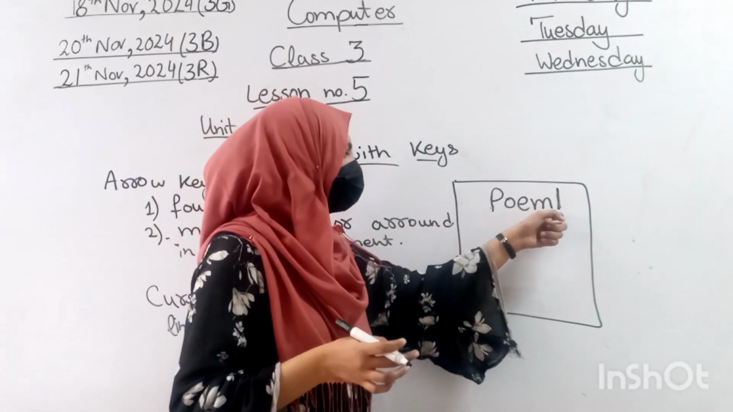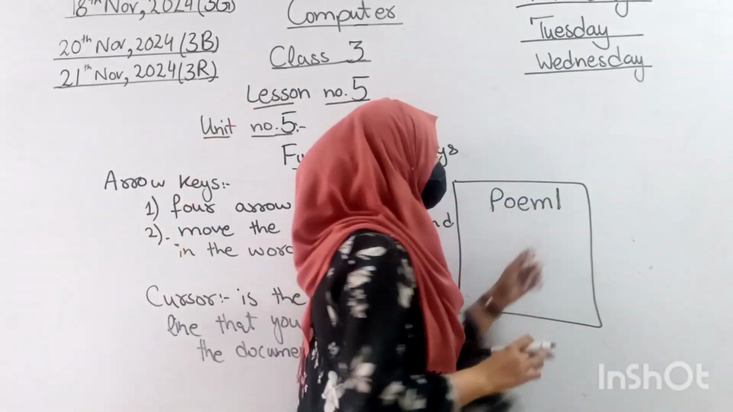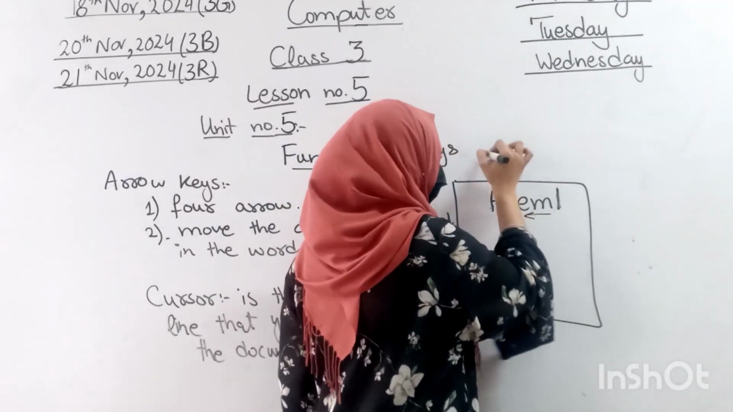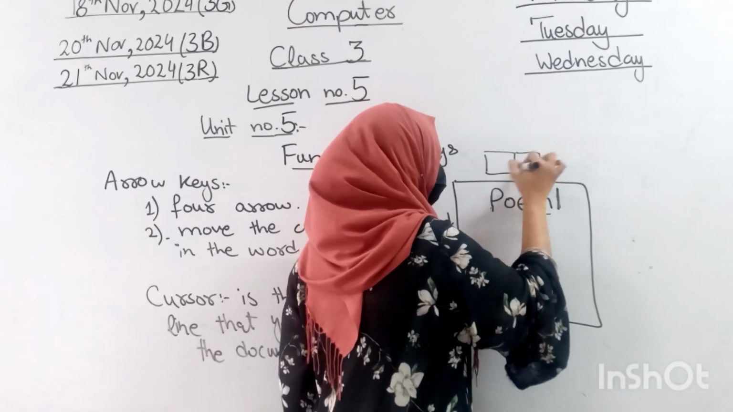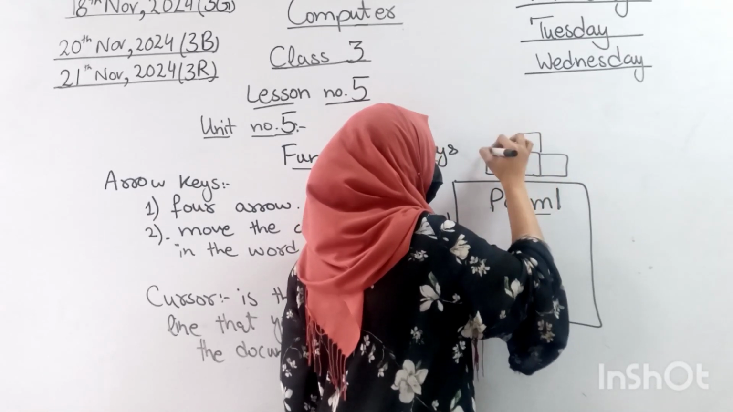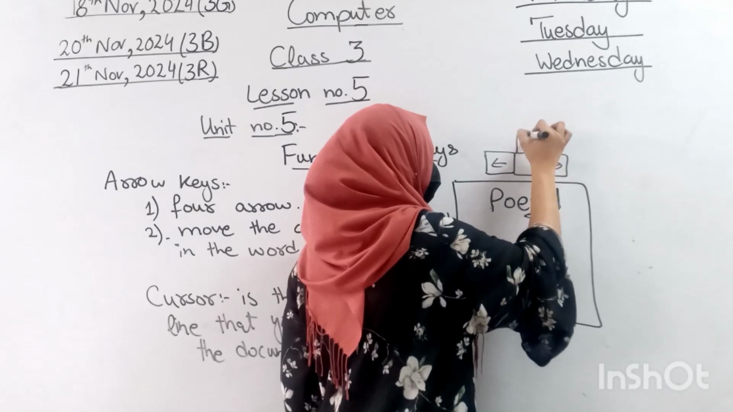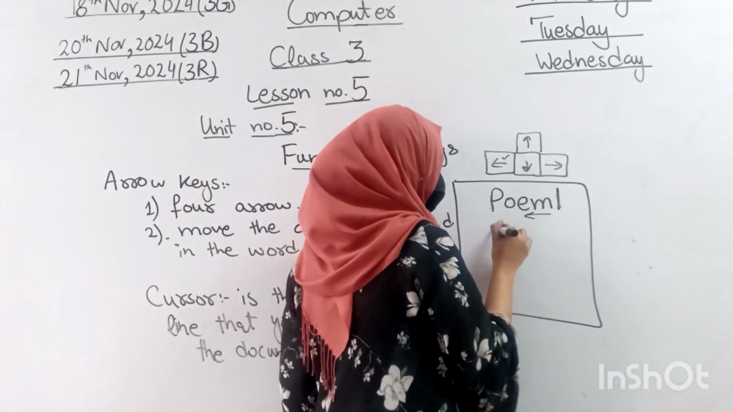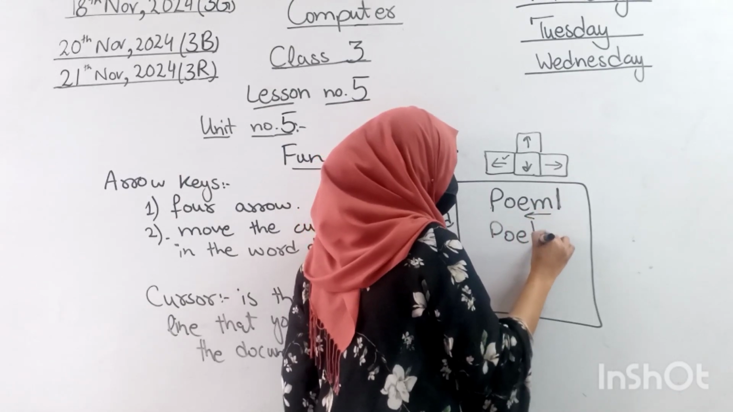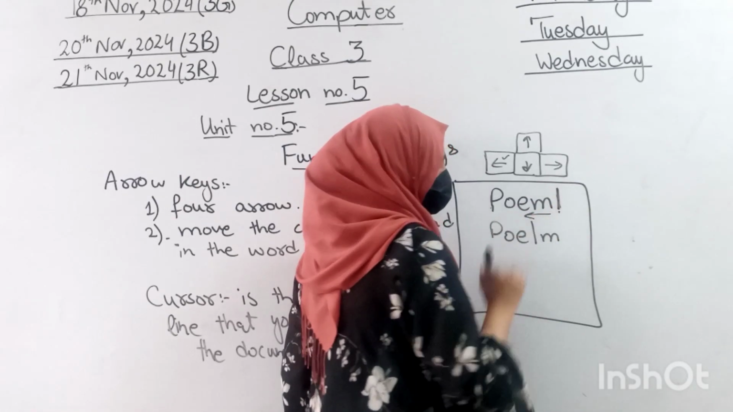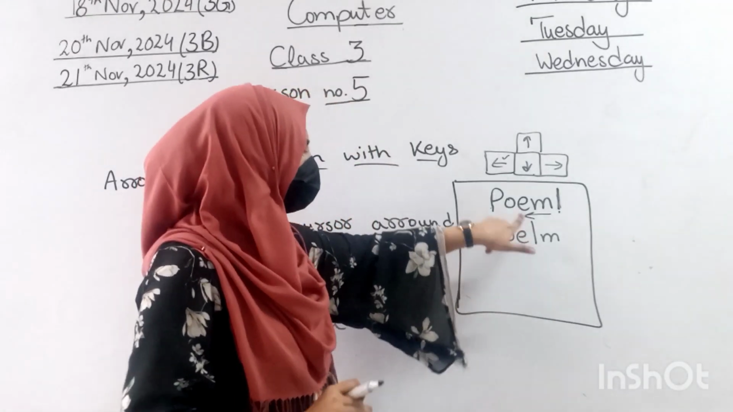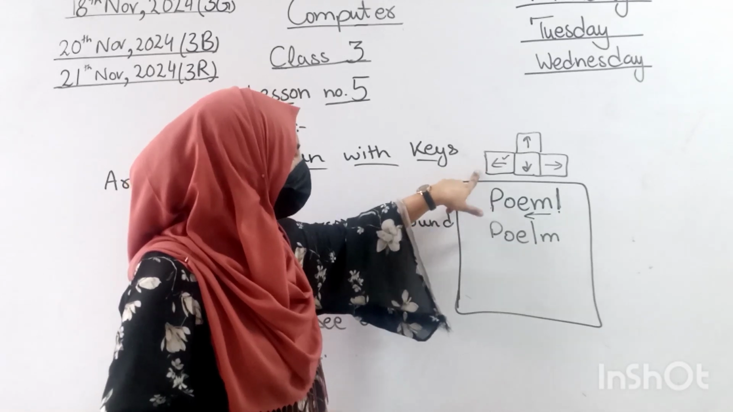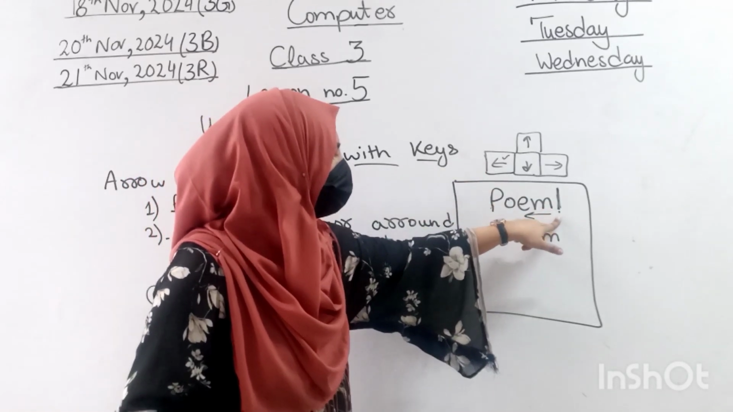This is your cursor, and if you want to move your cursor to the left side, at this place, you will press the button of left. You will press on this button and the cursor will move from this position to this position. So this arrow key, the left arrow key, is used to move the cursor from right to left.